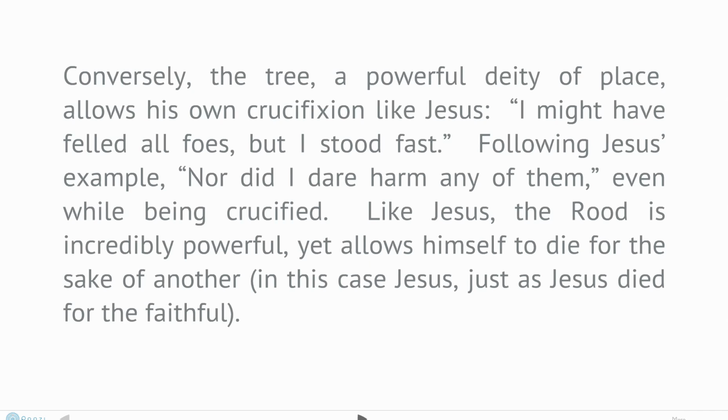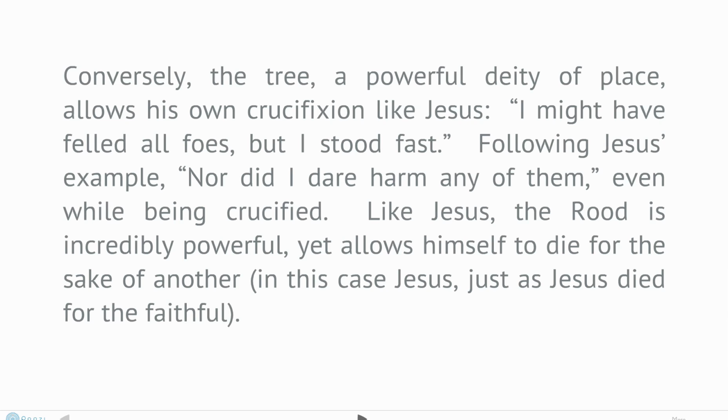And the tree is described, again according to the religion of these people, as a powerful deity of place. The tree says, just like Jesus, I might have felled all foes, but I stood fast. Great language, by the way. Felled all foes, cut them down the way he had been cut down himself. But instead of doing what he could do as a powerful genius loci, and Humbaba was powerful too, it took a lot to beat him.